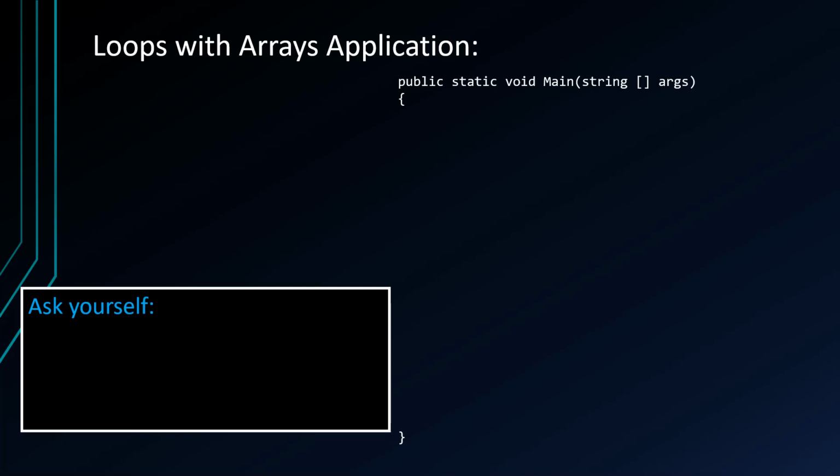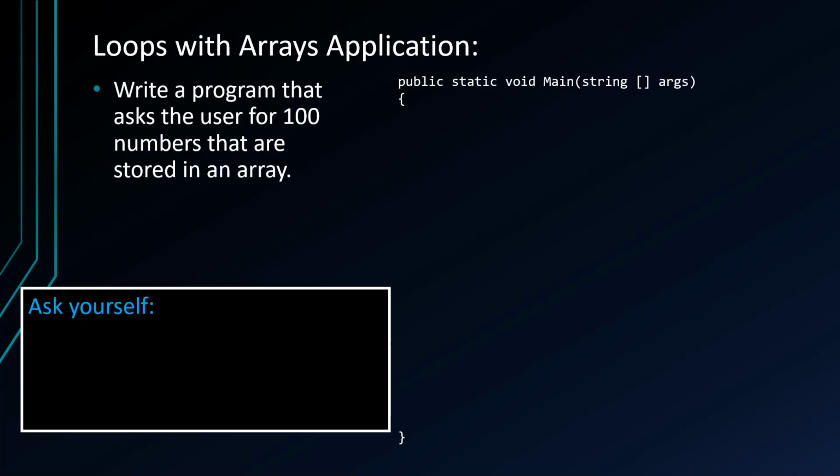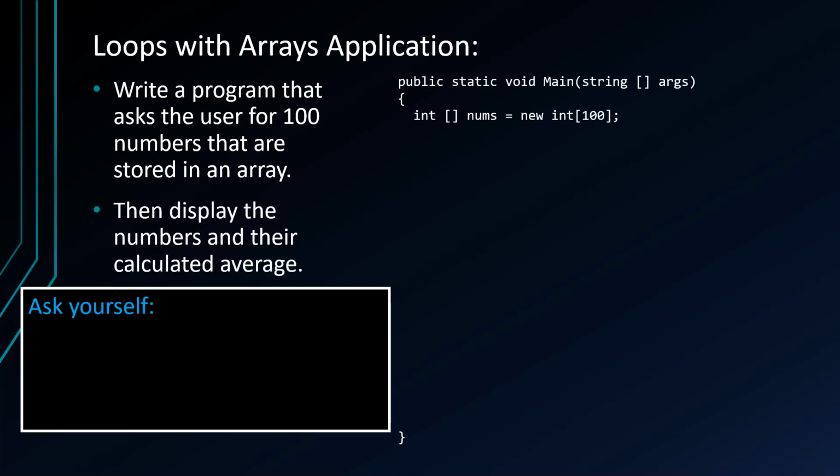So let's keep going with this. We have a blank skeleton over here on the right-hand side for a program. Let's see what we want to do. I want you to write a program that asks the user for 100 numbers that are stored in an array. Well, in order to do that, the first thing we need is an array to store those 100 numbers. Now I want to display those numbers and calculate the average.